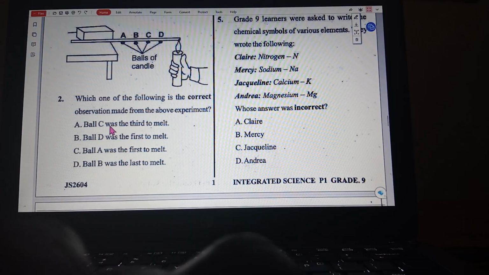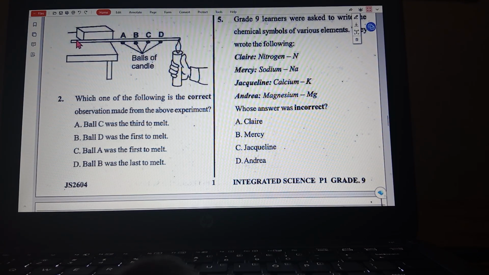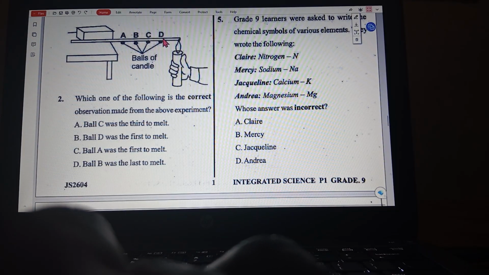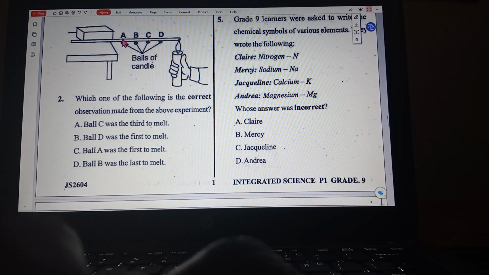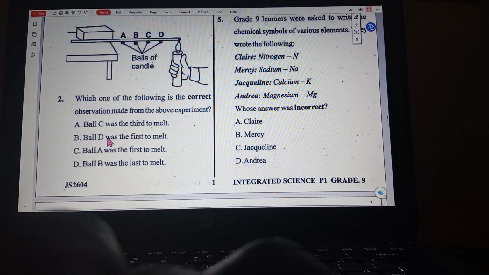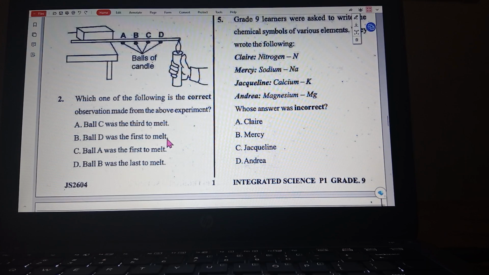Now, ball C was the third to melt? No, ball C was the second to melt. Ball D was the first to melt? Yes, because the metal will conduct heat from this point towards this point. So the candle D will receive heat first, then C, B, and A. So the answer is B. Ball D was the first to melt.